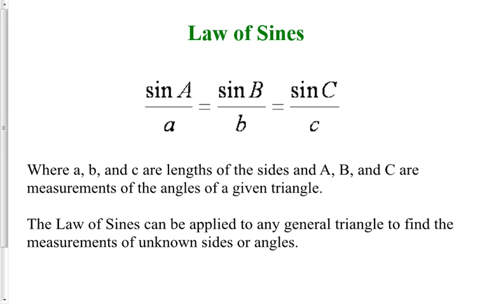So we read the law of sines like this. The sine of angle A over side A equals the sine of angle B over side B equals the sine of angle C over side C.